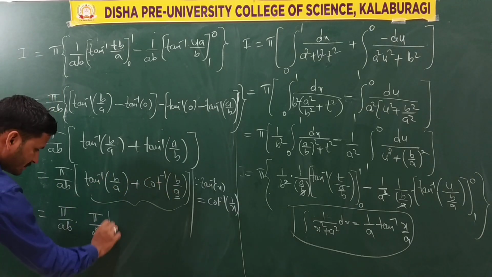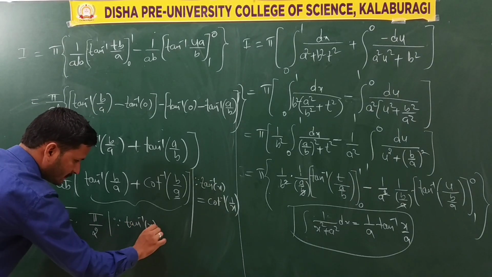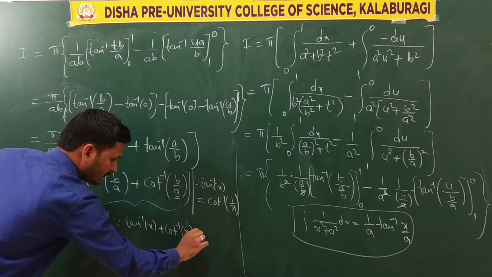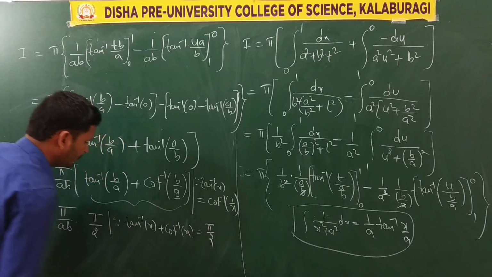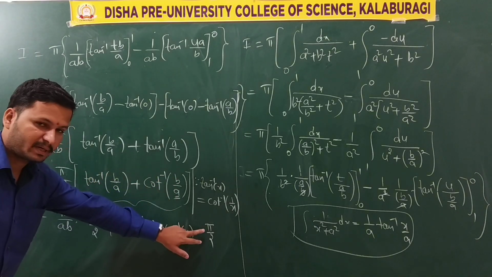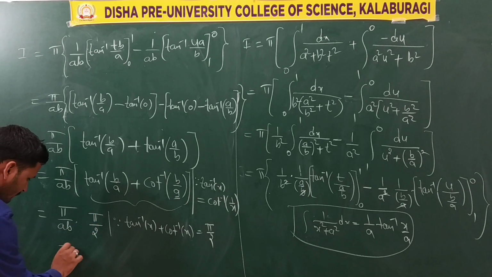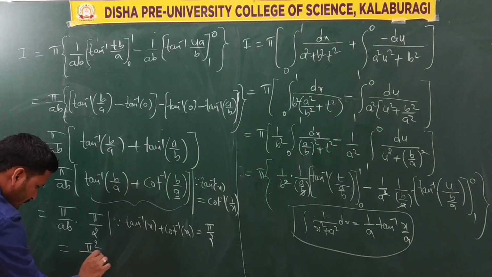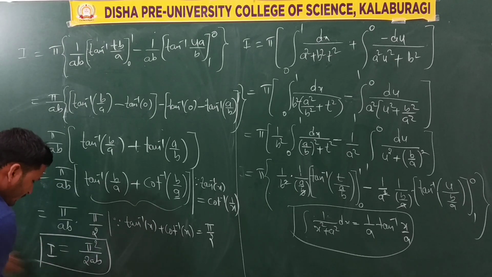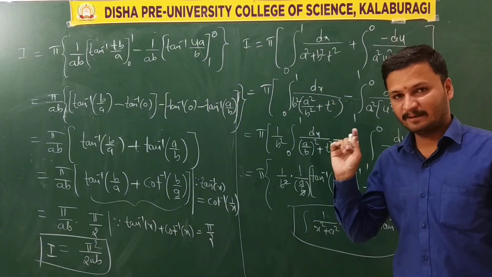So since tan inverse x plus cot inverse x is equal to pi by 2, the tan inverse of b by a plus cot inverse of b by a is equal to pi by 2. So now pi by ab into pi by 2 is equal to pi square divided by 2ab. So the value of the integral is pi square divided by 2ab.